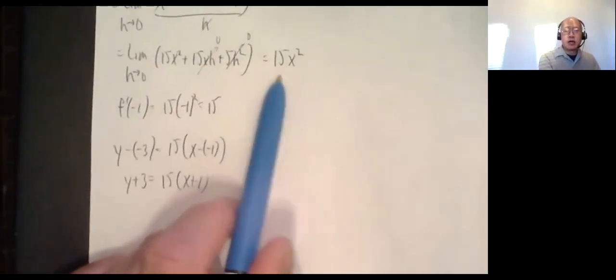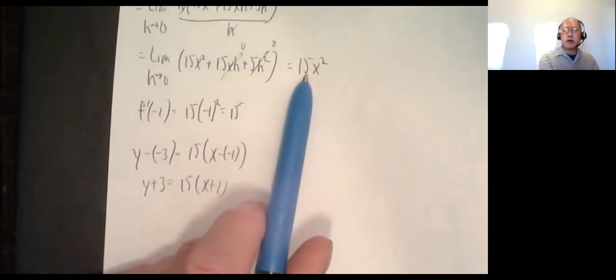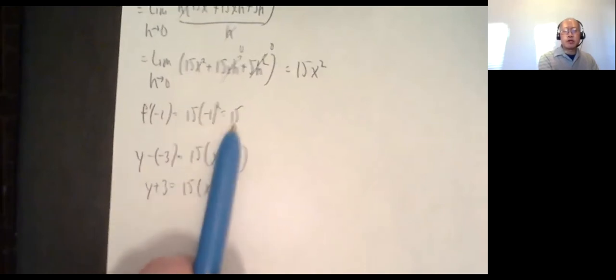Okay. Then they tell me to plug in -1 for x. -3 is y, but again, my expression doesn't have any y. So I plug in -1, f prime of -1. 15 times -1 squared. -1 squared is 1. 15 times 1 is 15.